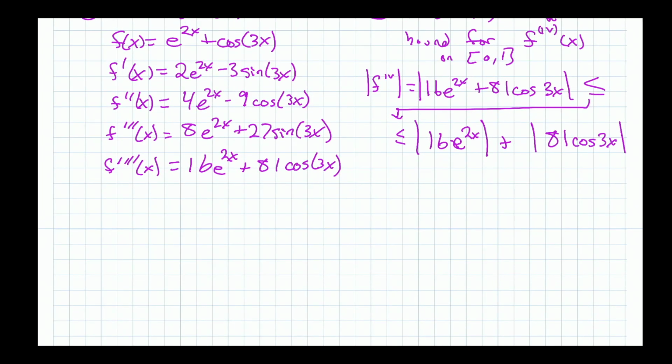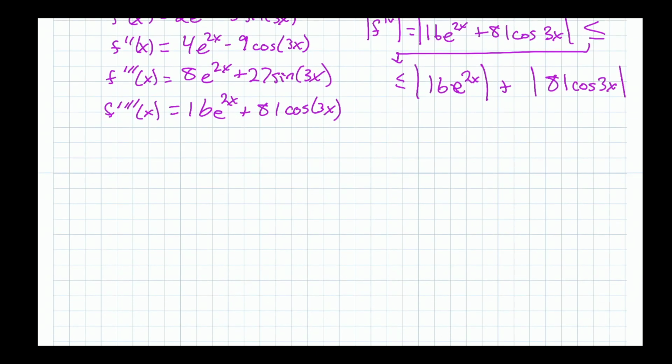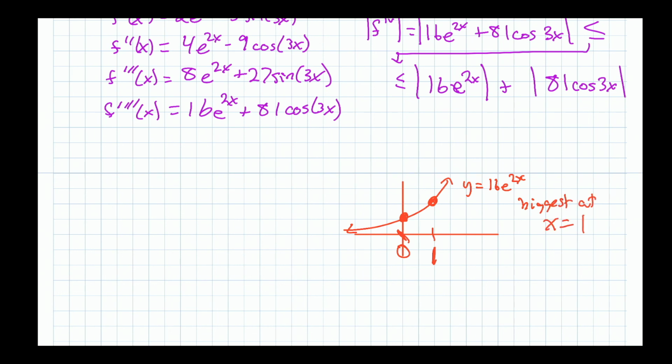So how do you do this? Well, just keep in mind what these functions look like. An exponential, what's an exponential do? Goes up, right? That's what y equals 16e to the 2x does. And so if you've got 0 here, and you've got 1, where is it biggest? It's going to be biggest on the right. So this is going to be biggest at x equals 1.